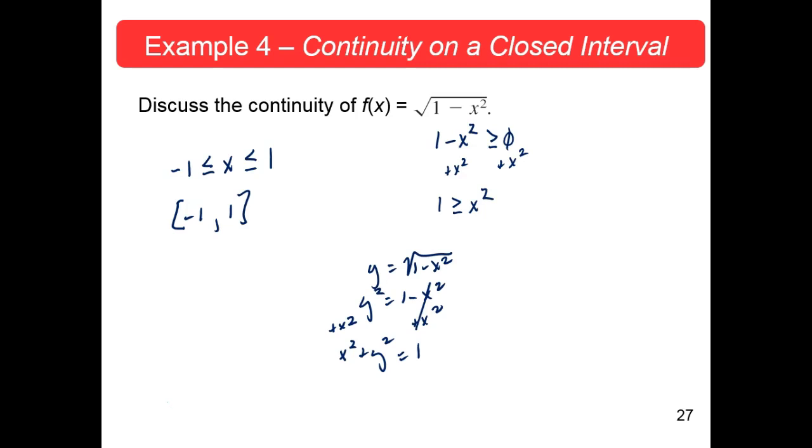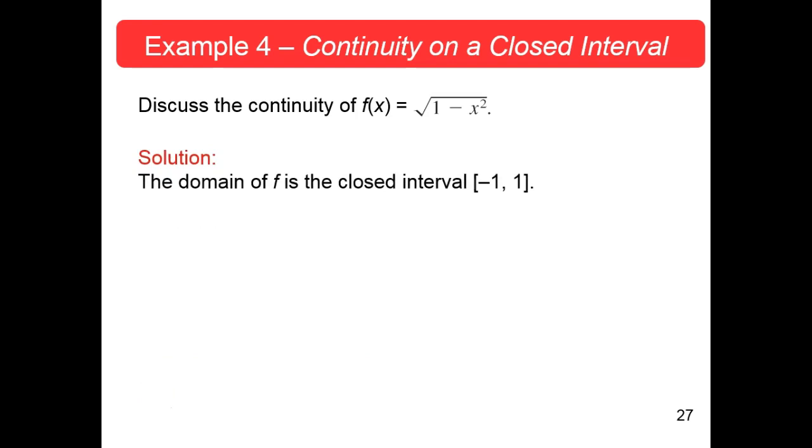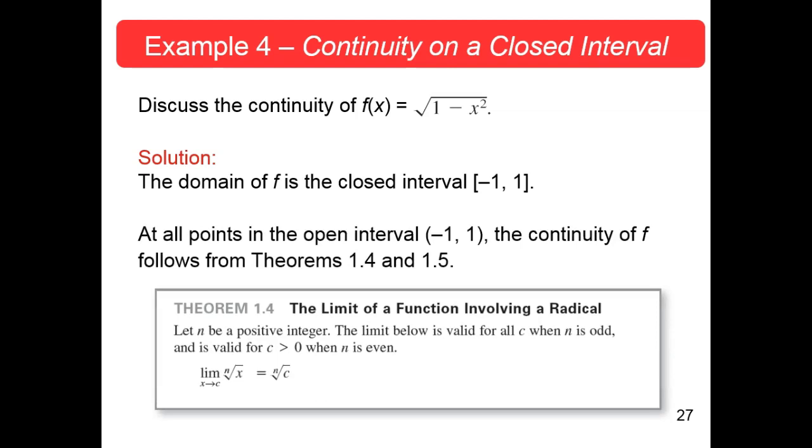Let me erase my scribble here. Let's see how they approach it. Same way I did. They started off with saying, what's the domain of this? And just like you saw, something between -1 and 1, including the endpoints. At all the points on the interval, the continuity follows from theorems 1.4 and 1.5. Oh, here's 1.4. It's funny, they give you the examples and then give you the theorems that make it true. Usually they give you the theorem and then show you the example.